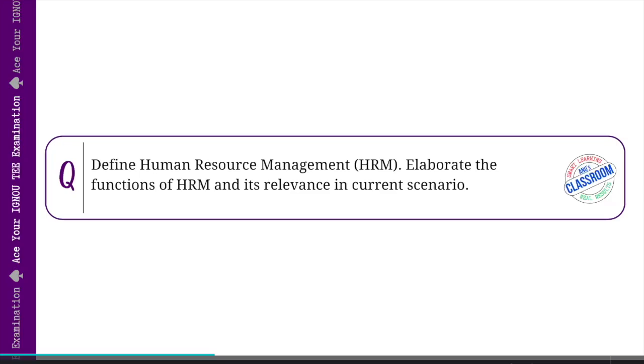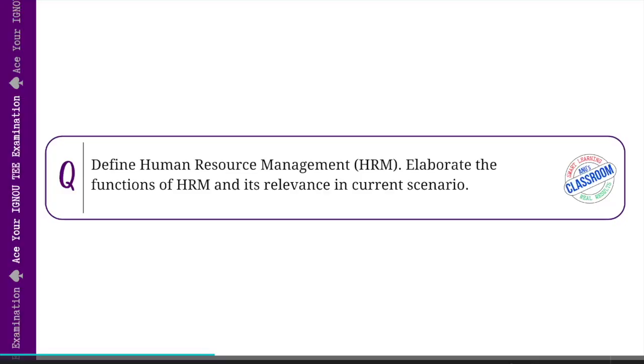Let us look at the functions of HRM now. Recruitment and selection are about finding the right talent, like choosing the perfect players for a sports team. Training and development is the next function. It ensures that the people that you hire keep improving. So the first is recruitment and selection, and the second is training and development. The third function, performance management. It sets clear expectations and gives feedback so that everyone knows where they are at in their journey.